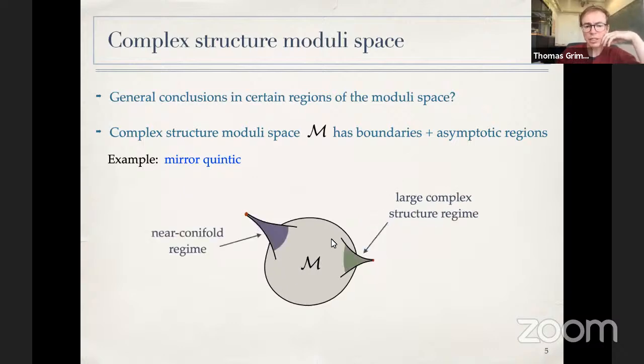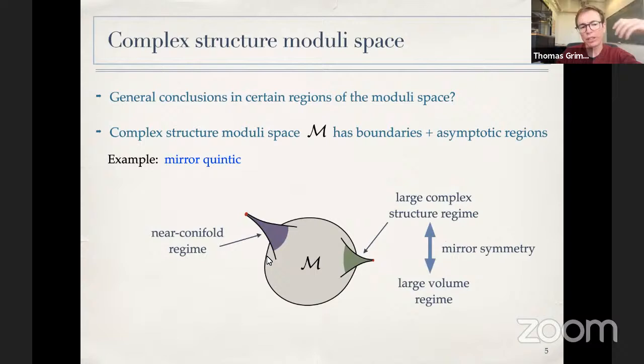And then the near boundary regions are the regions near these boundary points, which I shaded here in some color. So why could we be interested in understanding these regions? Well, whenever you do a string compactification and want to extract an effective theory, you work in one of these regions, in most cases the large volume regime, in order to retain control over your Kaluza-Klein modes and so on. And by mirror symmetry, at least for Calabi-Yau manifolds, the large complex structure regime is related to the large volume regime. So all we will be understanding about asymptotic regimes in the complex structure moduli space can be mapped, if applicable, by mirror symmetry to large volume regimes.